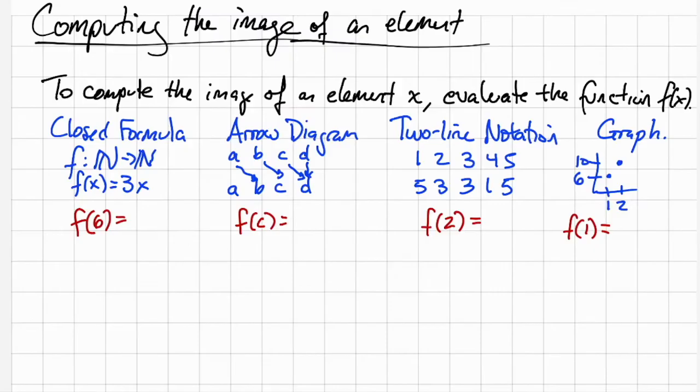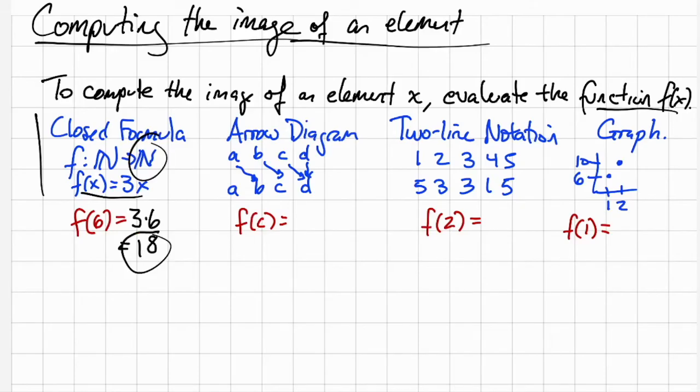To compute the image of an element, we evaluate the function at that element. We might have a closed formula. For example, f of x is equal to 3x. In that case, this is what we're used to. f of 6 is 3 times 6, which is equal to 18.